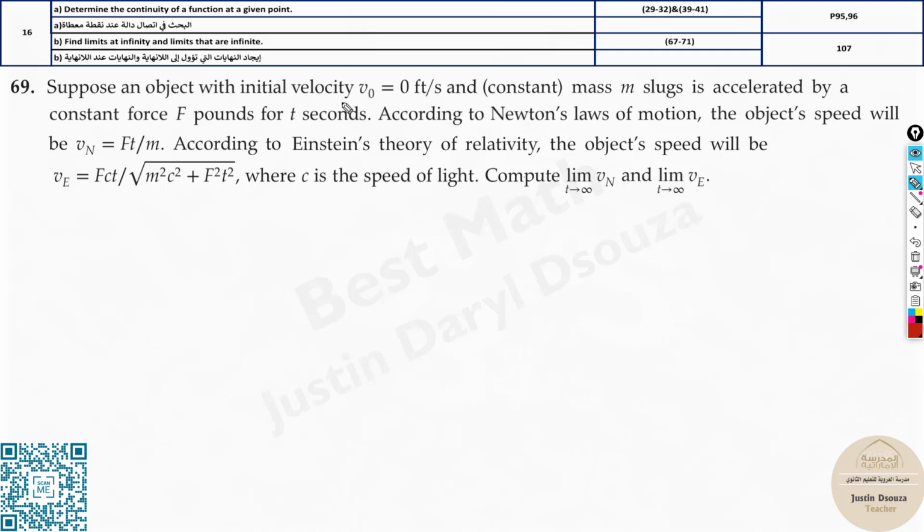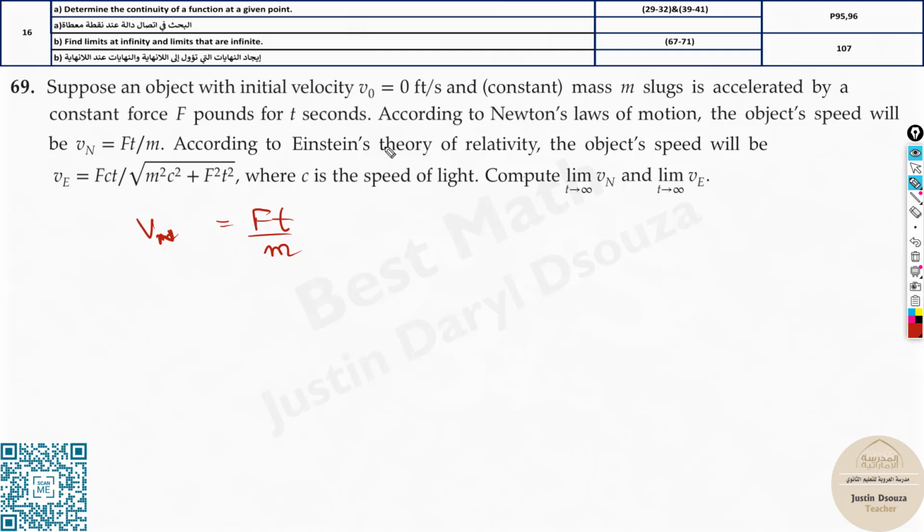Suppose an object with an initial velocity v naught, v naught is 0 feet per second, and a constant mass m slugs is accelerated by a constant force f pounds for t seconds. According to Newton's law of motion, the object's speed will be velocity n given as ft divided by m. See, this is Newton's formula. Velocity n, that is n for Newton, is force times time, force multiplied by time divided by mass.